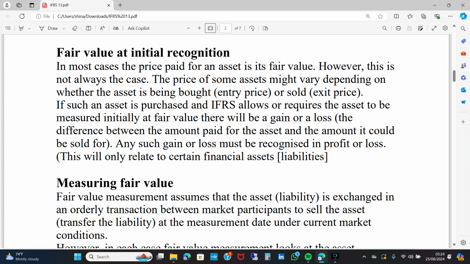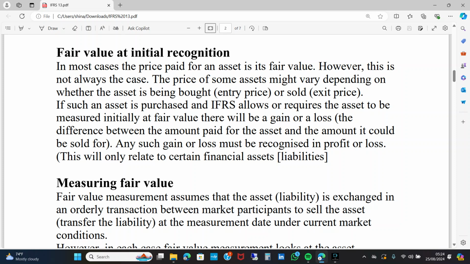So we're saying that for most assets, on initial recognition, the first time we are recognizing it, the fair value of the asset is also going to be the cost of the asset, because at that point in the market, the buying and selling price under normal conditions should be the same thing. But now you have some special forms of assets that on initial recognition, the amount you buy it for might be different from the fair value.